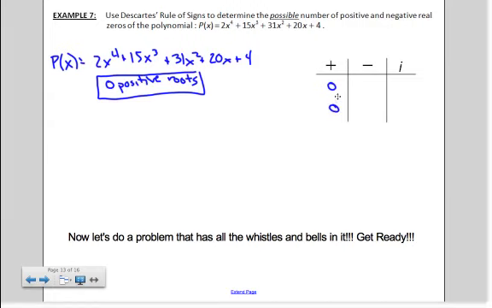And now let's do p of negative x. Well, we don't know how many. I know that there's 0 positive roots, but at this point, I don't know how many choices I'm going to have, so I need to figure out the negatives. It's actually better to do both of them before you start filling that chart out.